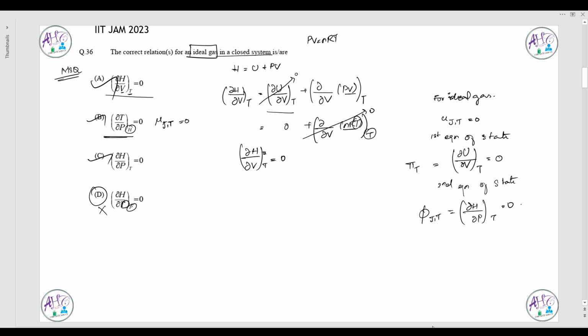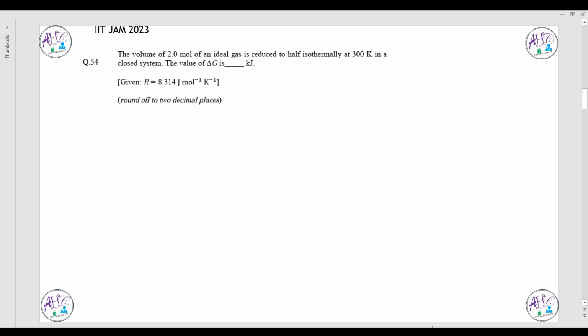Okay, so in general thermodynamicsல few formulas and then அதோட basic derivations வரைக்கும் recall பண்ணி வச்சிருந்தாலே போதும், you can easily score marks. Okay, so next question, this is again from JAM 2023.